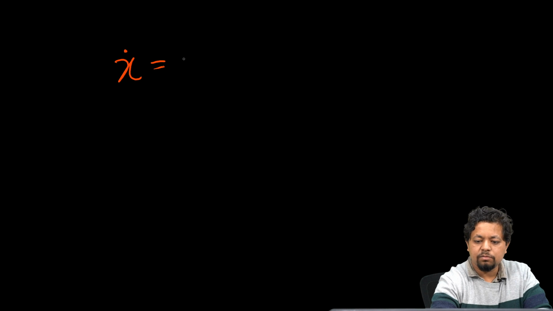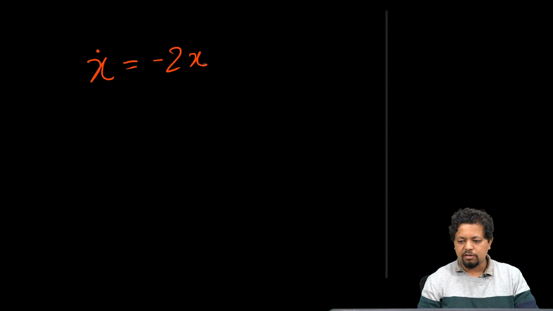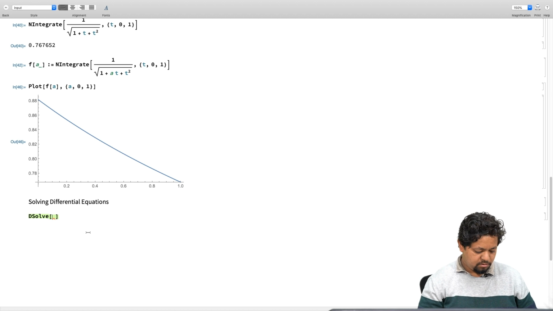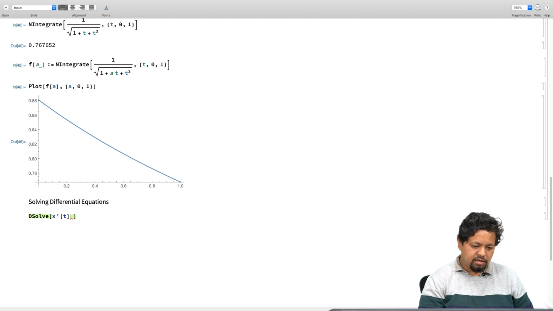Let's say we're interested in solving the equation x dot equal to minus 2x. Okay, so let's go ahead and solve that equation. To do that, it's understood that x dot is a derivative with respect to some variable. Let's say it's t, in this case it's time, so I'm going to say x prime of t, which means the first derivative of x with respect to time t, and I'm going to set that equal to, again I'll use the double equal to symbol, minus 2x, and I'm going to say give me a solution with respect to x.